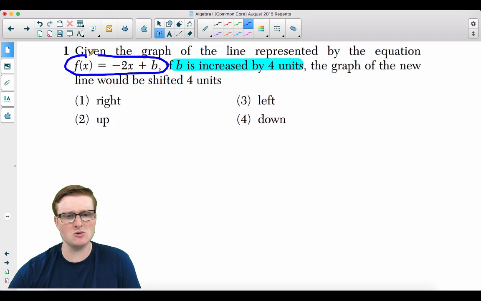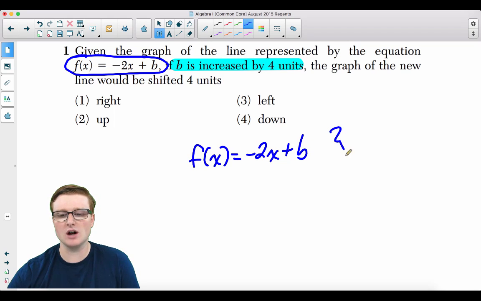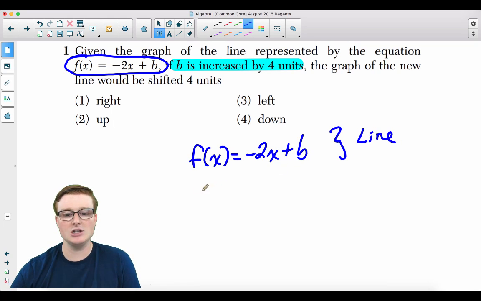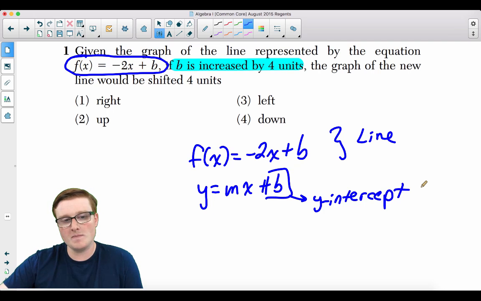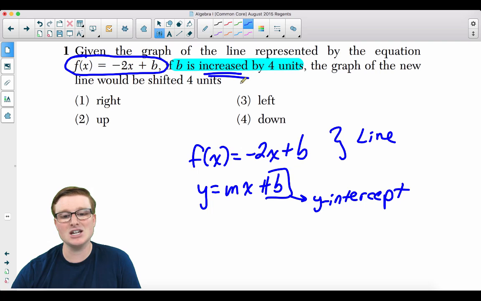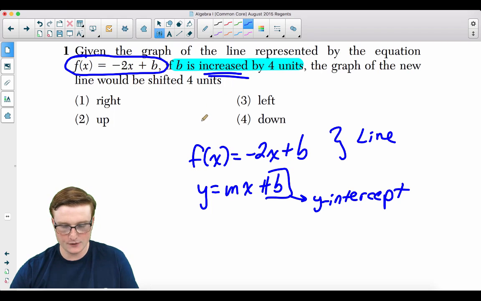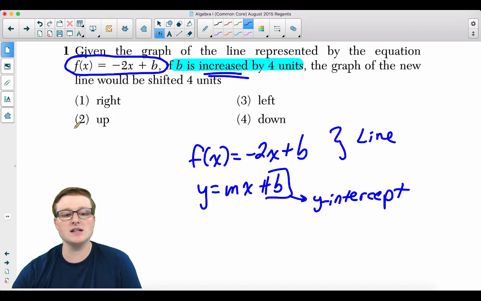This f of x equals negative 2x plus b should be buzzing around in your head as the equation of a line. And you know that the equation of a line is y equals mx plus b, right? B represents the y-intercept. That's just where the graph crosses the y-axis. So if b is increased by 4 units, of course, it's going to be shifting up by 4 units.